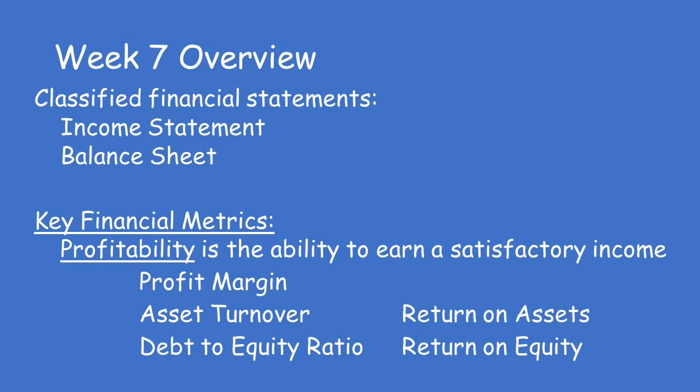Let's talk about profitability for a moment, another measure. Profitability is the ability to earn a satisfactory income. Now that word satisfactory is certainly a subjective one, all right? But to draw conclusions, measures of profitability must be compared with past performance and industry averages. The 5 measures of profitability that we're looking at are the profit margin, the asset turnover, the return on assets, the debt to equity ratio, and the return on equity.